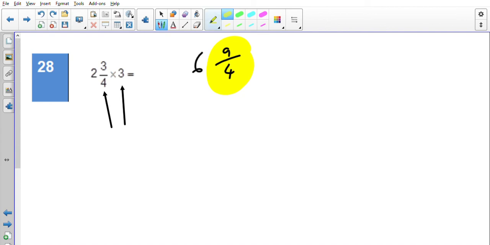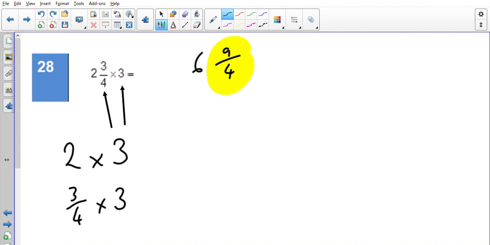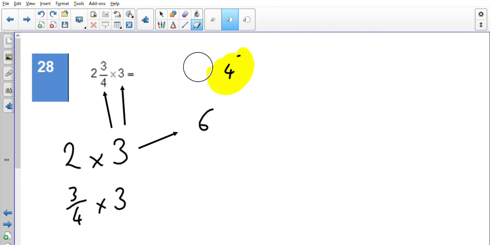It just doesn't work. So what I can do is I can split this off and I can deal with this in 2 separate parts. I can have 2 times 3, and I can have 3/4 times 3 as well. Okay, so let's deal with these two separately. The first one's very easy, very straightforward. 2 times 3 is 6. So I can leave that alone. I can park that until later. We'll come back to it.